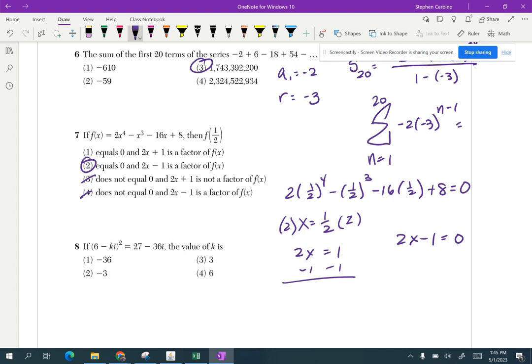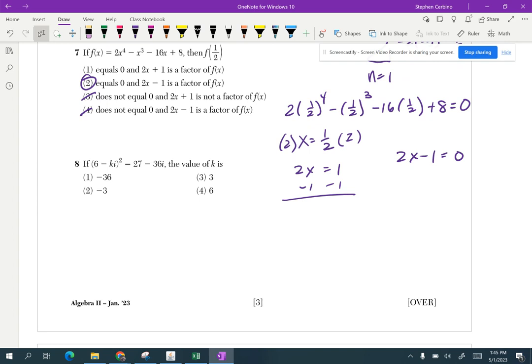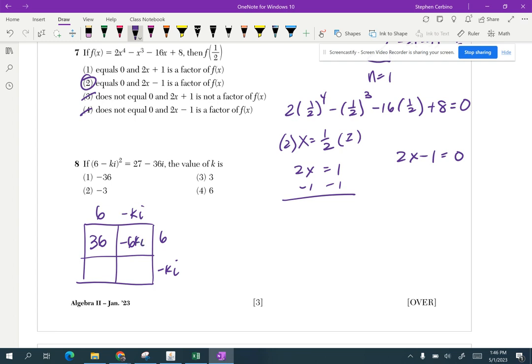Number 8 is kind of a tricky question. There's a couple ways I think you could look at this one. What I did when I first did this one, I noticed that I'm squaring a binomial. So I'm going to make some boxes to do my multiplication. I'm going to have 6 minus ki and 6 minus ki. If I multiply this out, I get 36, negative 6ki, negative 6ki, and positive k squared i squared. Now that's going to give me 36 minus 12ki plus k squared i squared.